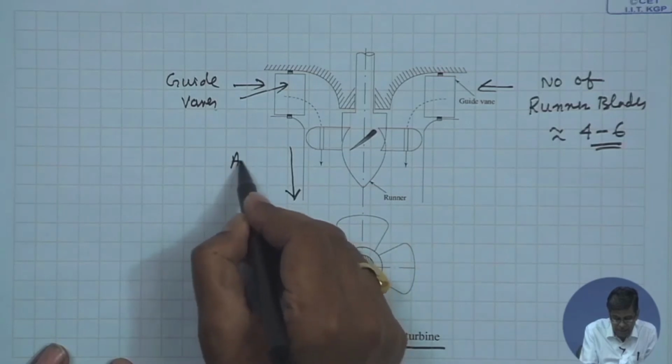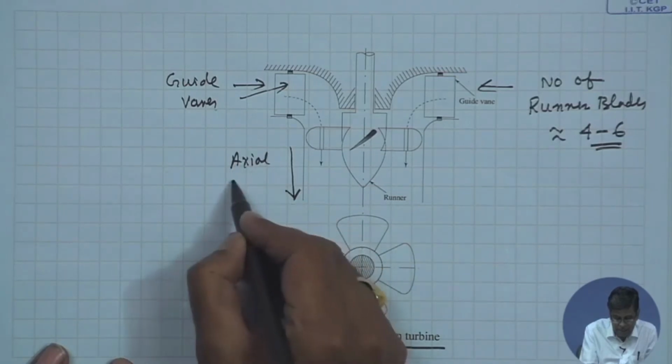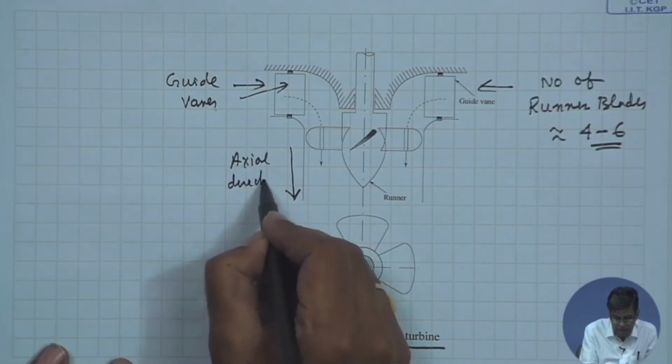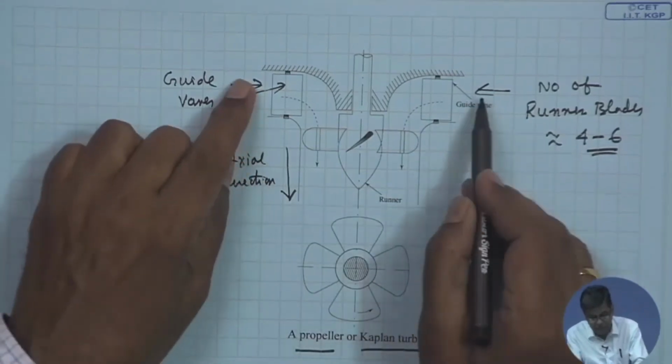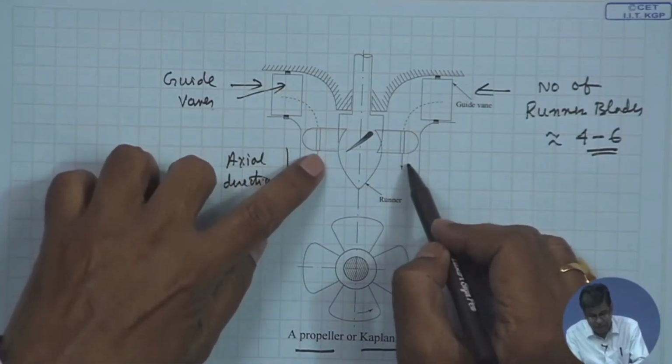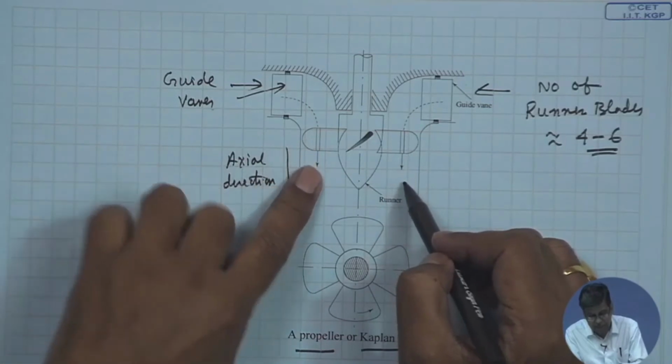This is the axial direction. So, therefore, what happens? The guide vane turns the flow 90 degrees and makes it flow in the axial direction.